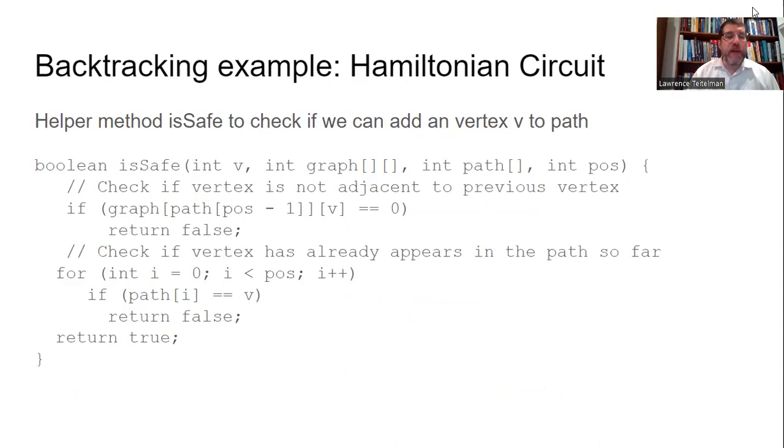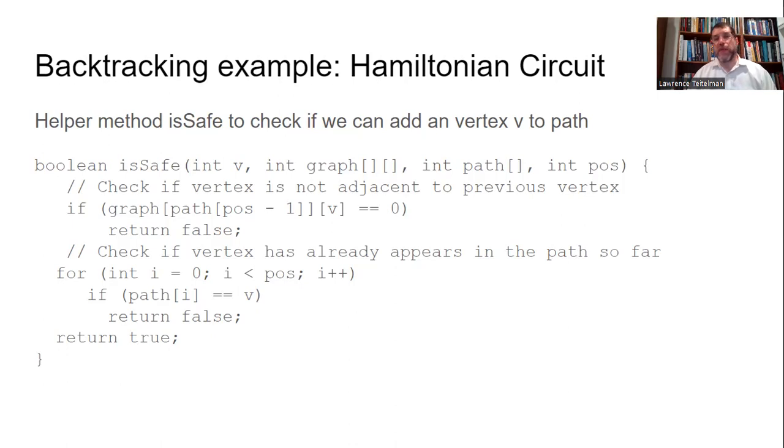Okay, so we have a function here called isSafe. What does isSafe do? isSafe checks, can I add this edge to the graph? So let's look at what it does. First of all, it checks this. What is the purpose of this line here where my mouse is?